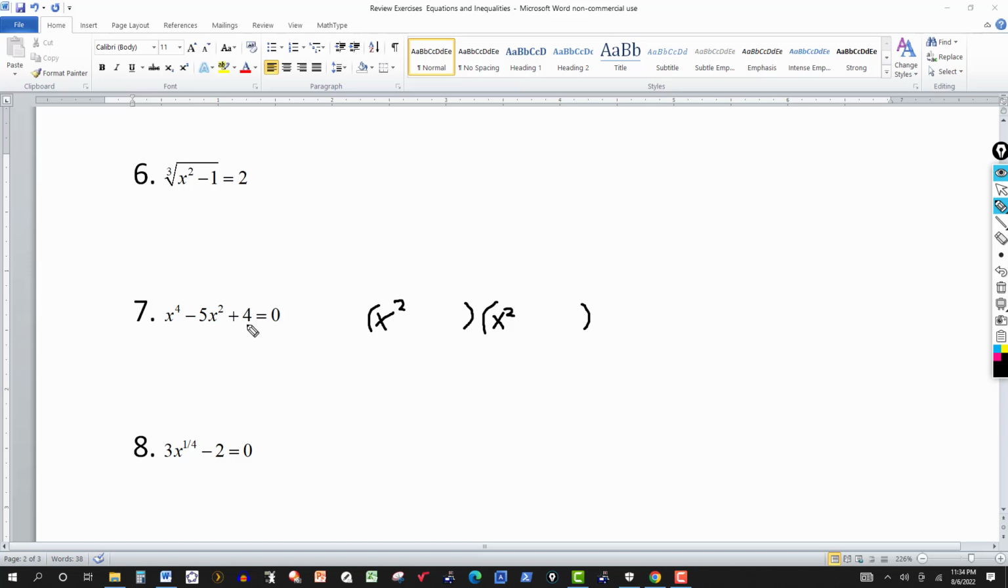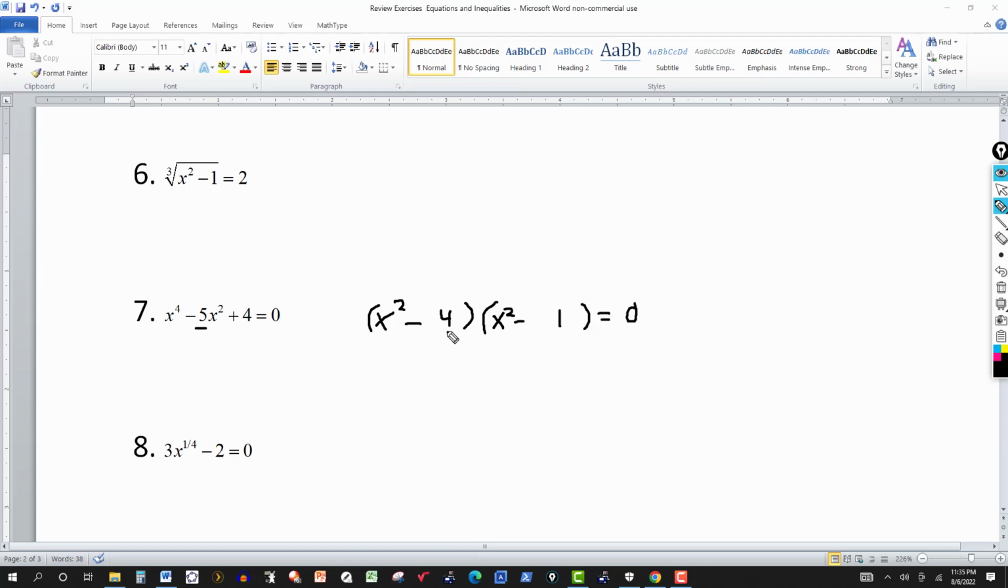And the factors of 4 are 2 and 2, 4 and 1, and then of course looking at the middle term, what's going to work here is 4 and 1, or 1 and 4 will work. The sign of the third term is positive 4, so both signs here will be what the middle term is, which is negative. This is going to work.